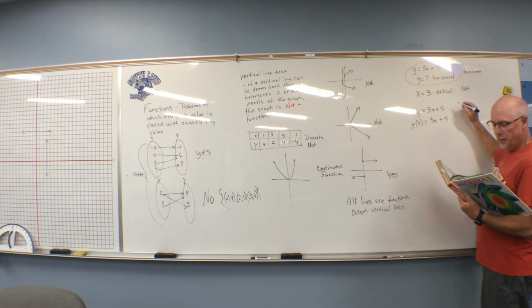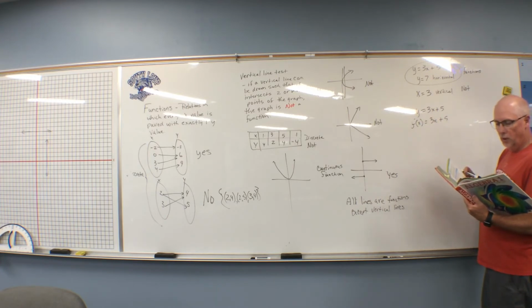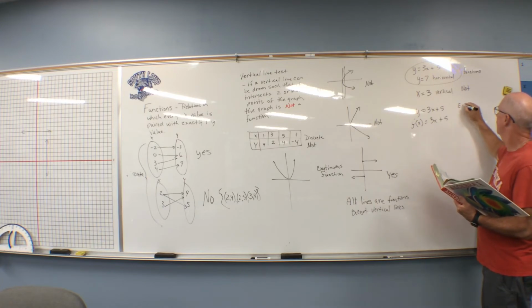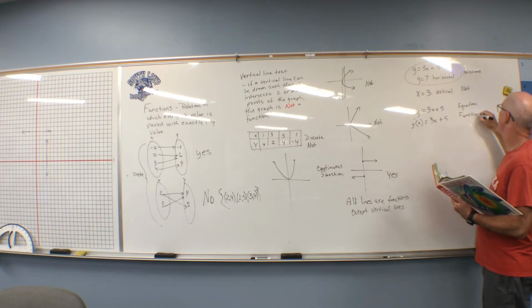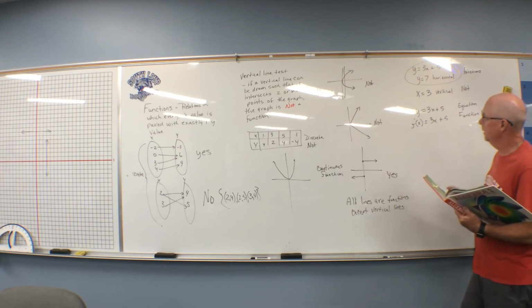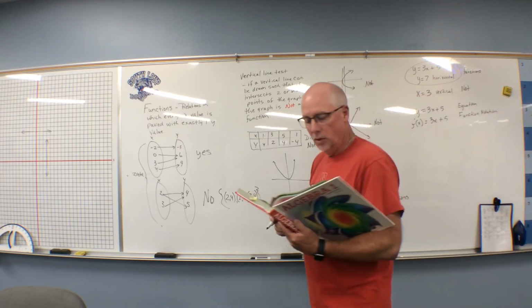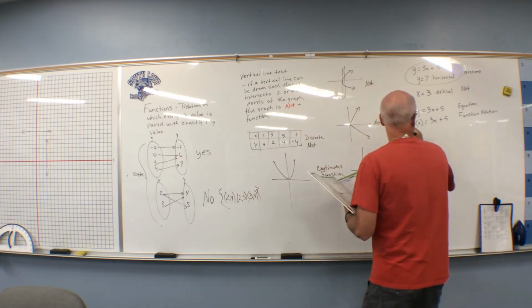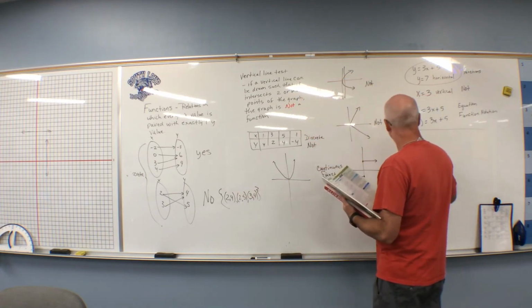This is what the book would call an equation, and this is called functional notation. Actually, I think they just call it function notation. Okay, and all we do is we replace the y with f of x. So let's take a look at this. I'm going to choose a different one, a little bit more complicated.